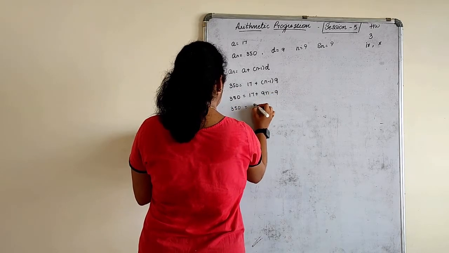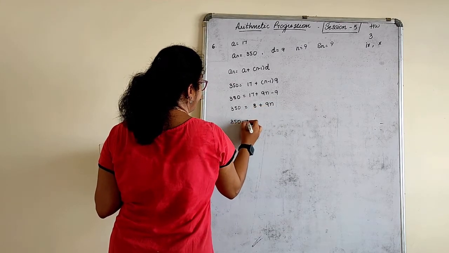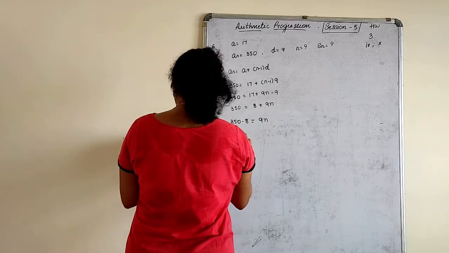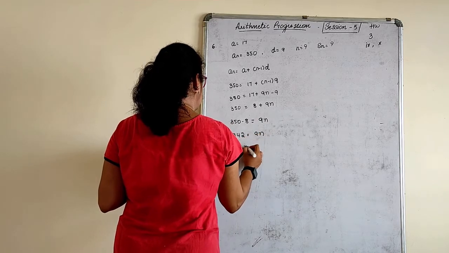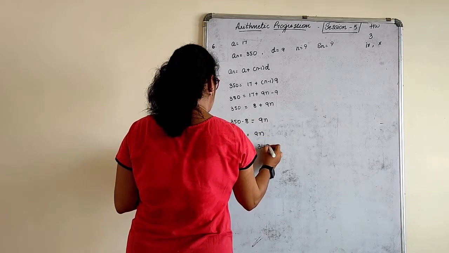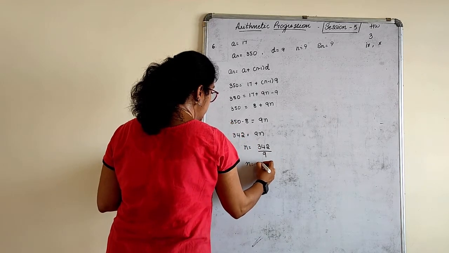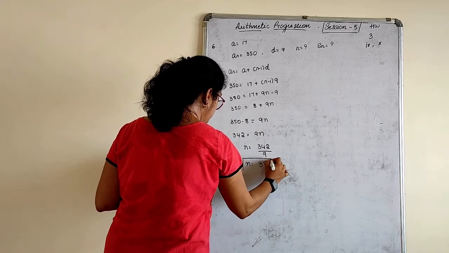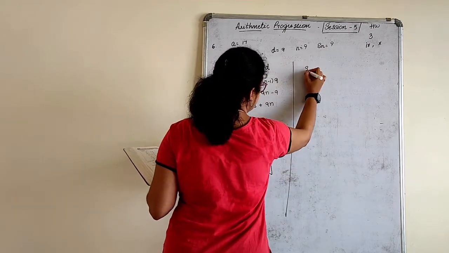350 is equal to 8 plus 9n. 350 minus 8 is equal to 9n. 342 is equal to 9n. n is equal to 342 divided by 9, and 9 3s are 27, 9 8s are 72, so n is 38. Now n is there. Find Sn.